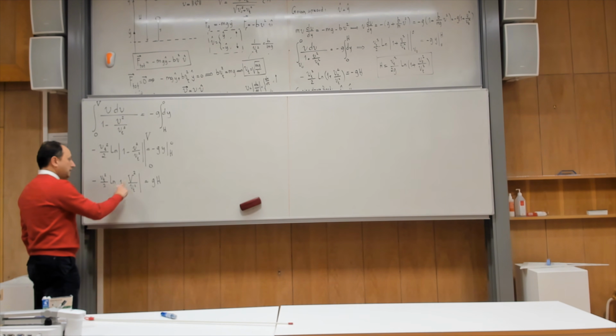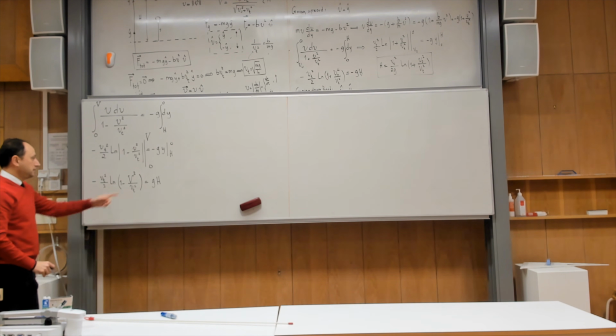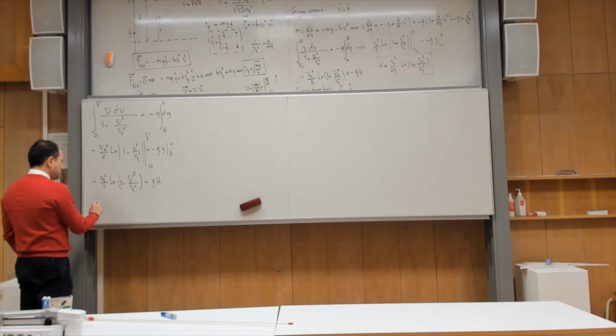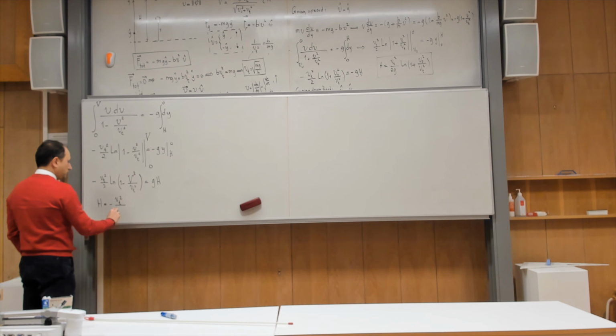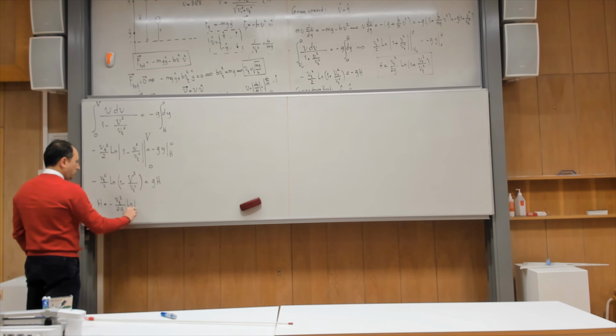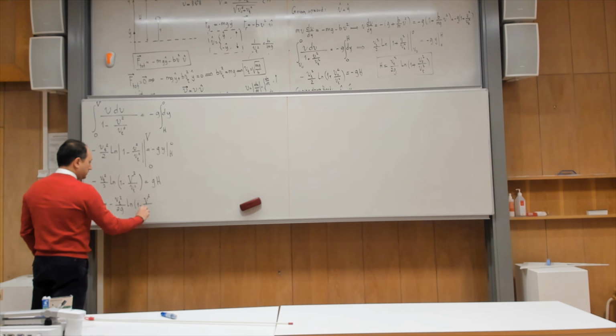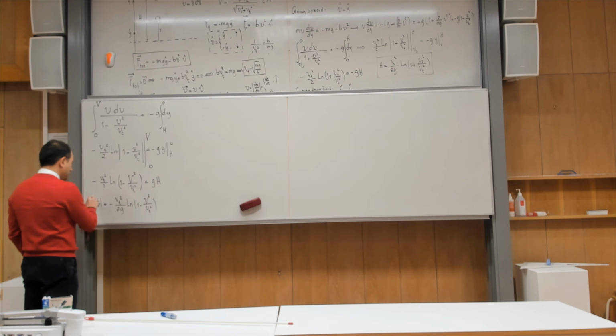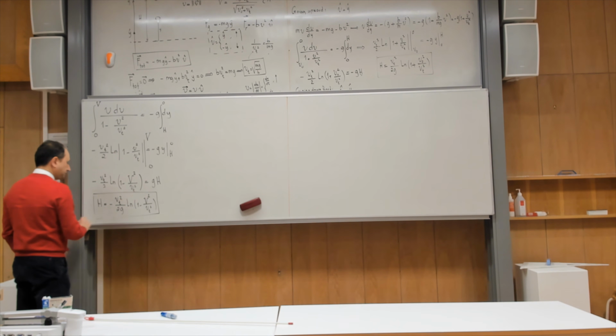Again, I don't need absolute value signs. I can replace them with a pair of brackets. And then I calculate h from here. So what happens is that h is minus v terminal squared over 2g ln of 1 minus V squared over v terminal squared. So this is my h, okay?